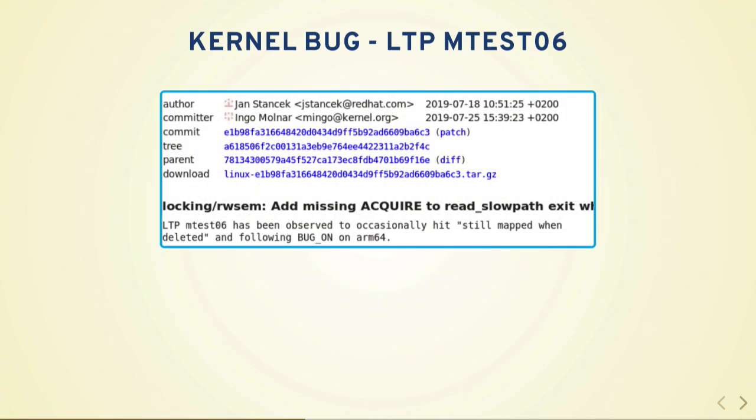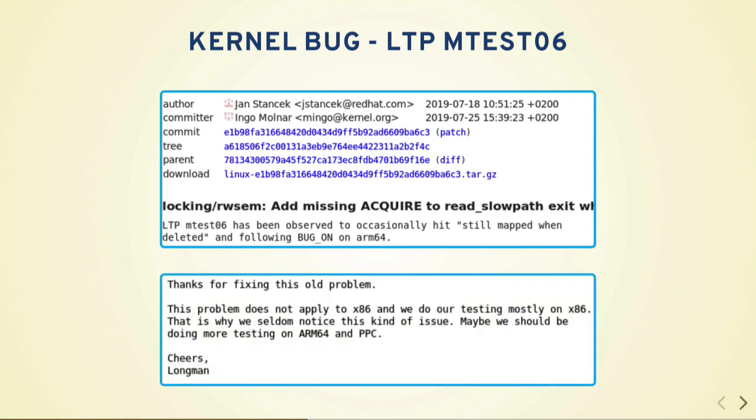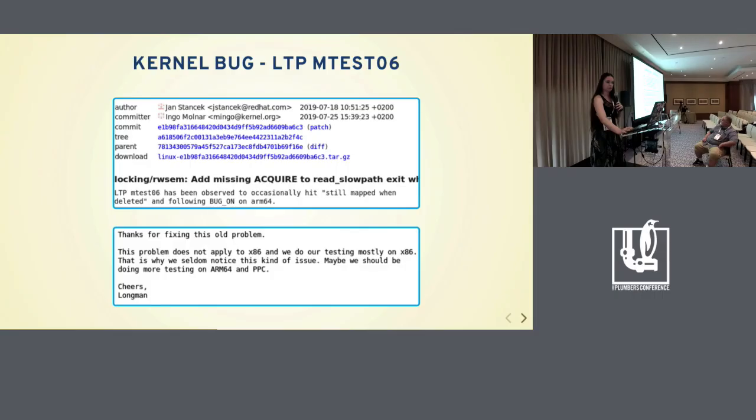Let's keep it with mtest06, which is a very nice test finding a lot of issues. Here is another issue, which was again on ARM. Very hard to reproduce and debug. And I want to point out this reply on the mailing list: maybe we should be doing more testing on ARM and PPC. And this is what Nick talked about at the beginning when he showed all the hardware that we are doing the testing on. Actually, most of the bugs that we found were on non-x86 architectures.